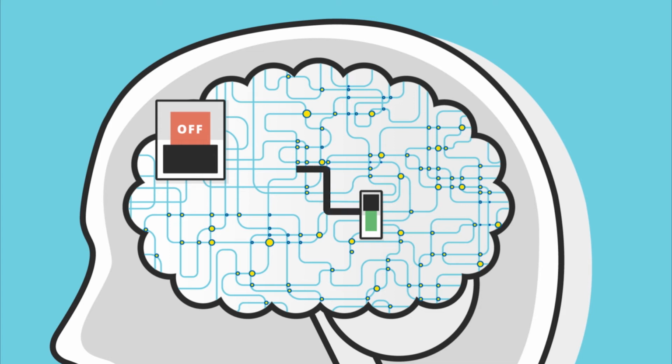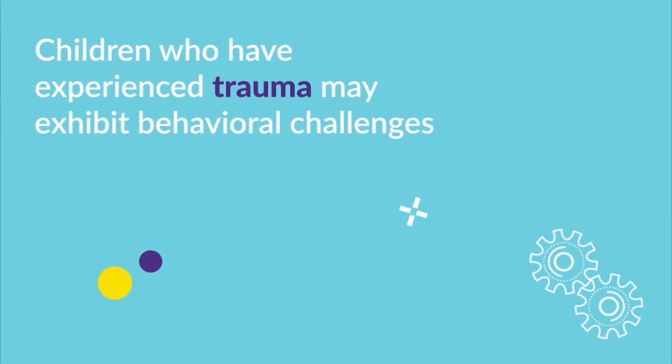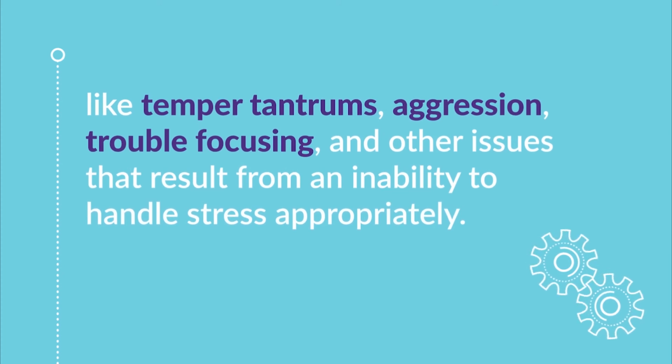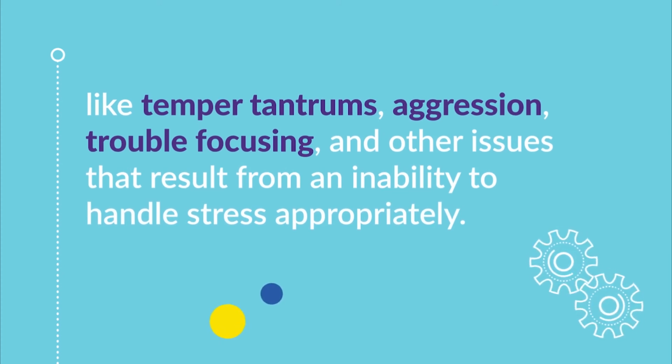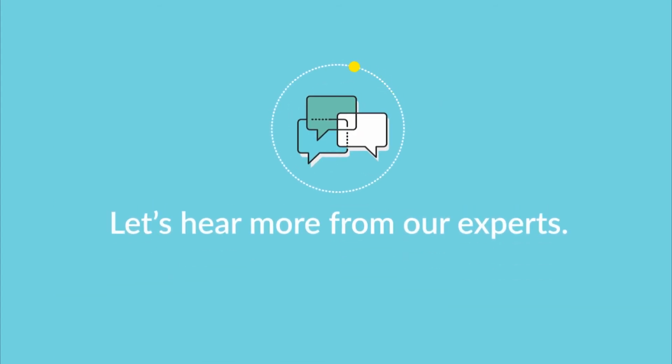Young children who experience adversities and toxic stress may develop difficulties controlling the off switch when their stress response is activated. For example, children who have experienced trauma can exhibit behavioral challenges like temper tantrums, aggression, trouble focusing, and other issues that result from an inability to handle stress appropriately. Let's hear more from our experts about the connections between brain development and childhood adversity.